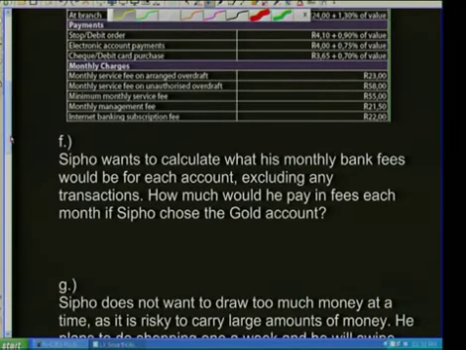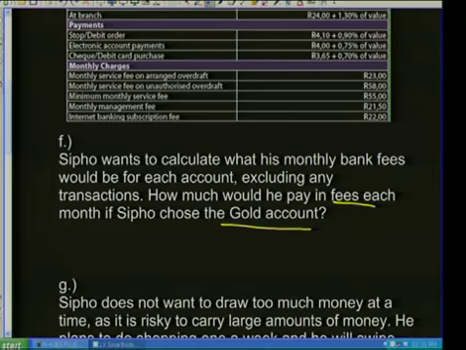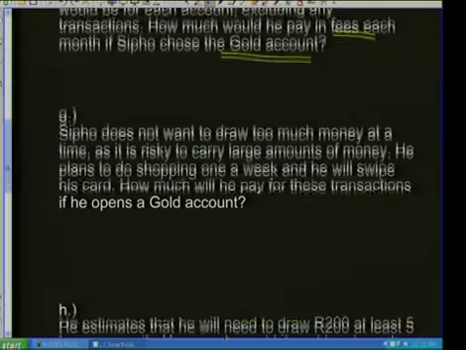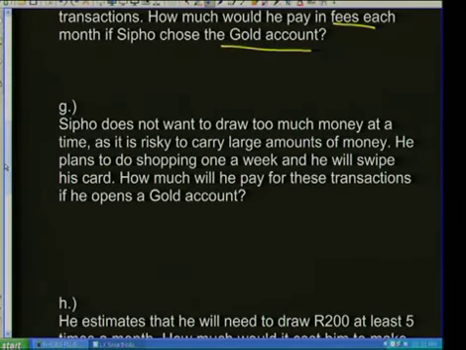Let's check out our gold account. So, right, his monthly bank fee would be for each account, excluding any transactions. How much would he pay in fees each month if he chose the gold account? Well, with the gold account, there was no set monthly fee. So how much is he going to pay without the transactions? He is basically paying 0 Rand, or nothing, or it's free. You can write any one of those words.